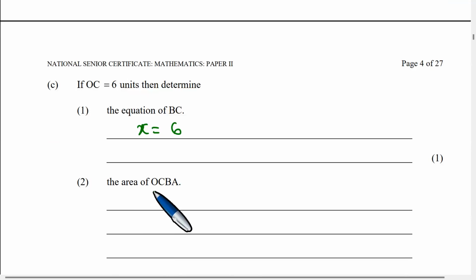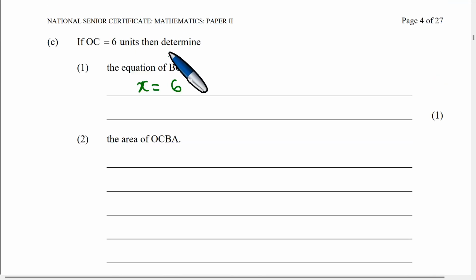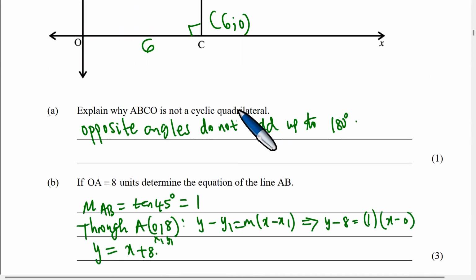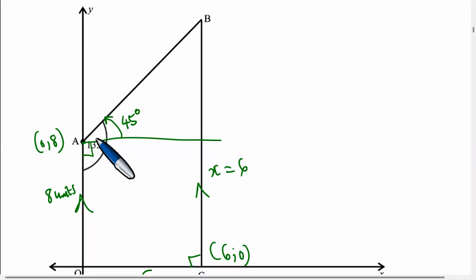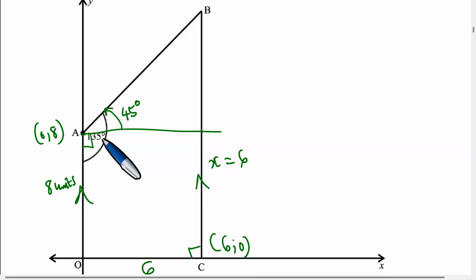Next, we need the area of OCBA for 3 marks. Let's look at the area of OCBA. What is the area? We can note a couple of things, like what are the coordinates of the point B at this point here? We already know that the x coordinate of B would be the same as the x here. X is 6. What is the y coordinate?